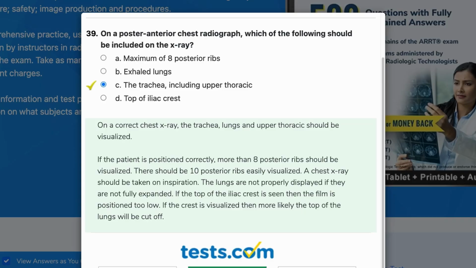On a correct chest X-ray, the trachea, lungs, and upper thoracic should be visualized. If the patient is positioned correctly, more than 8 posterior ribs should be visualized. There should be 10 posterior ribs easily visualized. A chest X-ray should be taken on inspiration. The lungs are not properly displayed if they are not fully expanded. If the top of the iliac crest is seen, then the film is positioned too low. If the crest is visualized, then more likely the top of the lungs will be cut off.